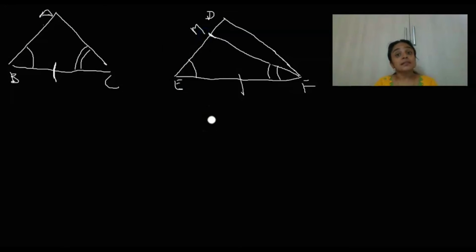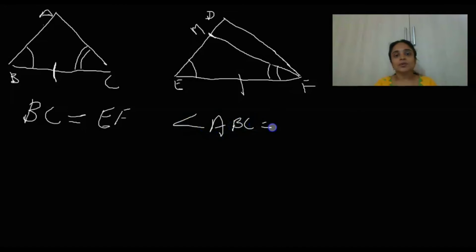Now, what is the third case that we can take? AB is less than DE. So, there is a point M on DE such that AB and ME are equal, right? Now, given that BC is equal to EF, then angle ABC is equal to angle DEF. And we are assuming that AB is equal to EM.